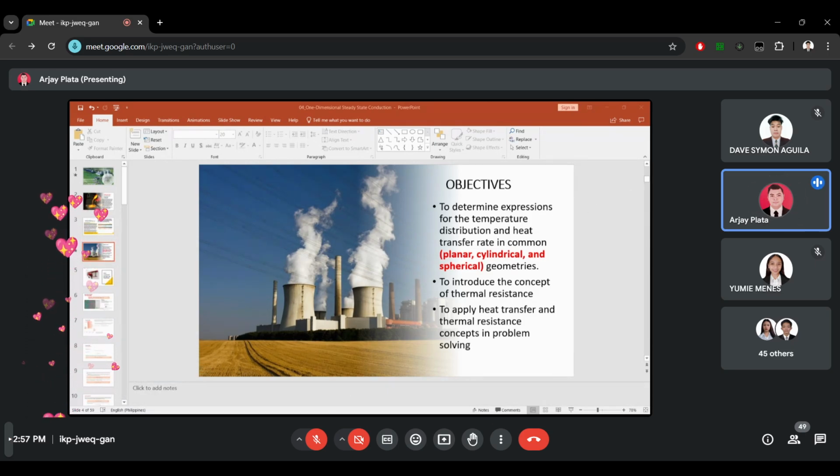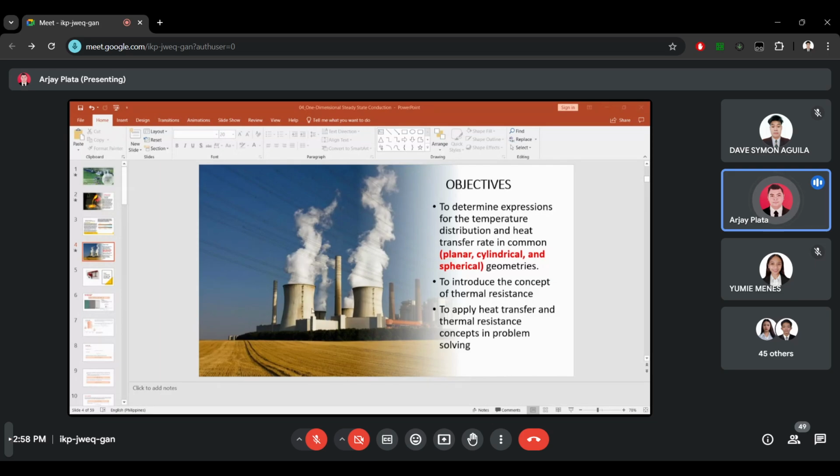So, let's start. We'll continue our discussion with conduction heat transfer, and now we will have some examples for the spherical. We are done with planar and cylindrical, so we will focus on spherical geometry today. Also, we will discuss the concept of thermal resistance.